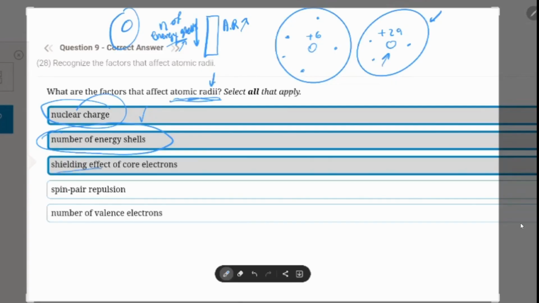The shielding effect of core electrons. If you have a strong shielding effect, you're going to have a larger atomic radius. If you have a weaker shielding effect, you're going to have a smaller atomic radius. Because if you're not shielding properly, the nucleus will pull in those electrons, and therefore the radius is going to decrease. Spin pair repulsion, we're going to cross that out. The number of valence electrons, again, we're going to cancel that out. We don't care about these two.